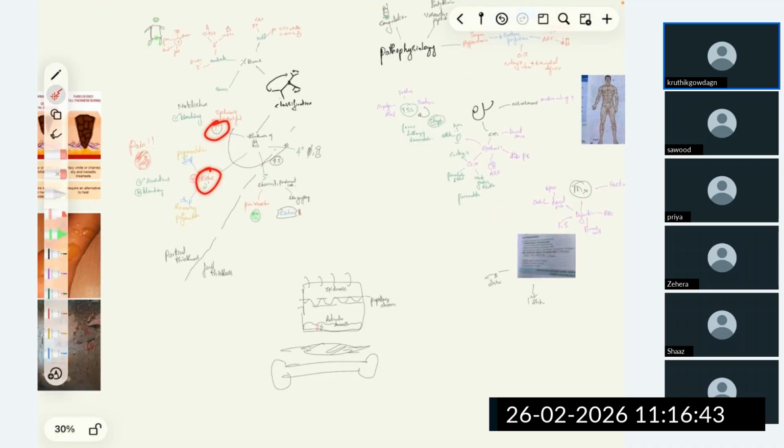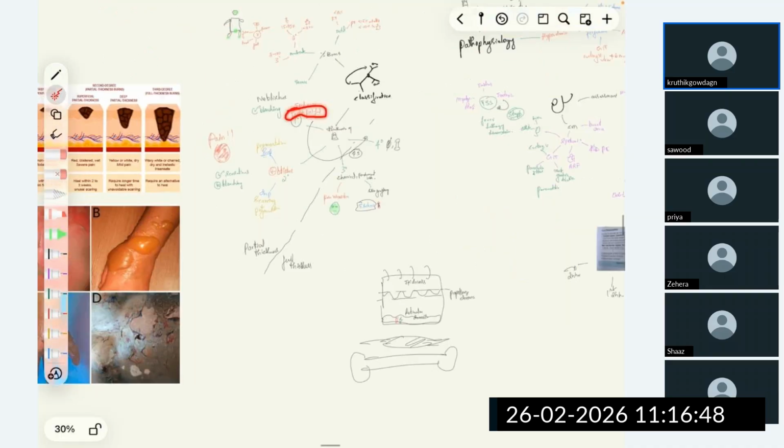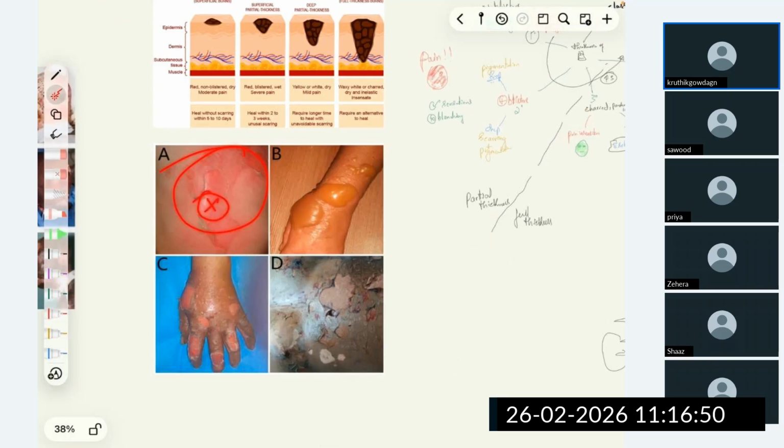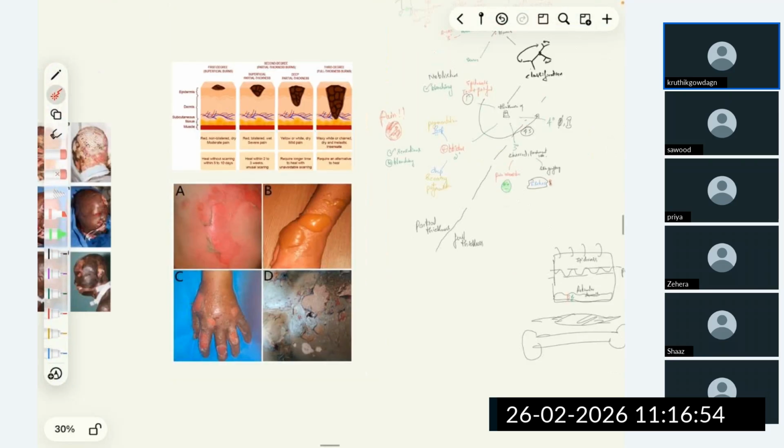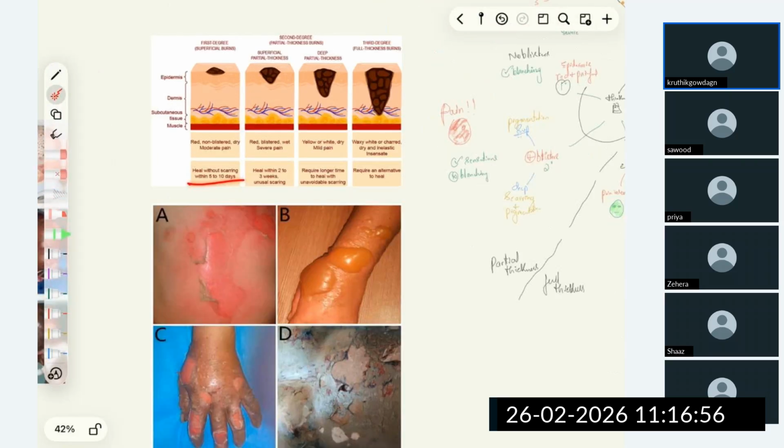In first degree, only a painful red lesion we will see, without blisters, and it heals by reepithelialization in 1 week. Please remember, the first degree burn heals in 1 week.